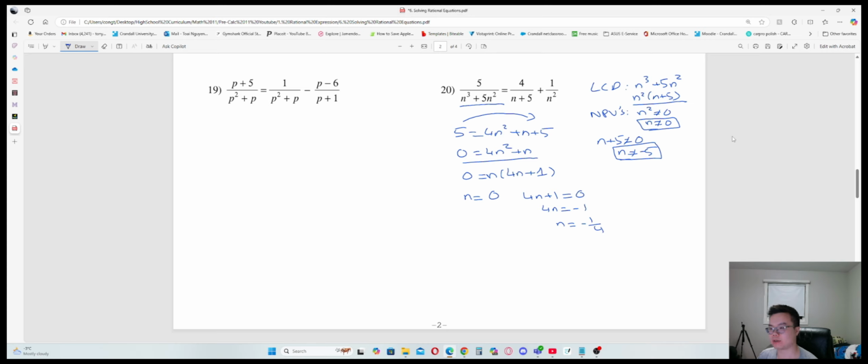But right away, I can tell that n equal to 0, when I plug in here, the third term has the conflict. That means I will have 1 over 0 squared. This will give me a math error. So therefore, n equal to 0 is my extraneous, and n equal to negative 1 over 4 is my solution.